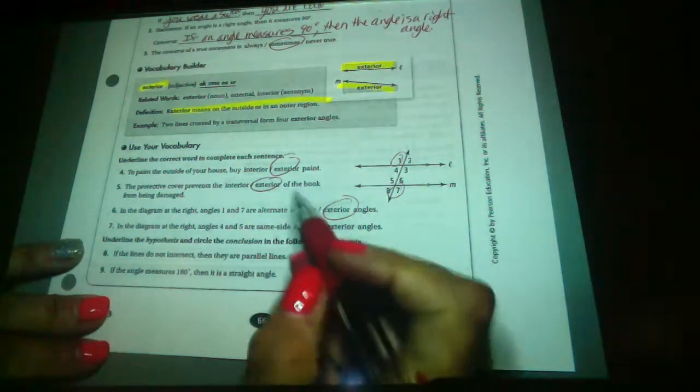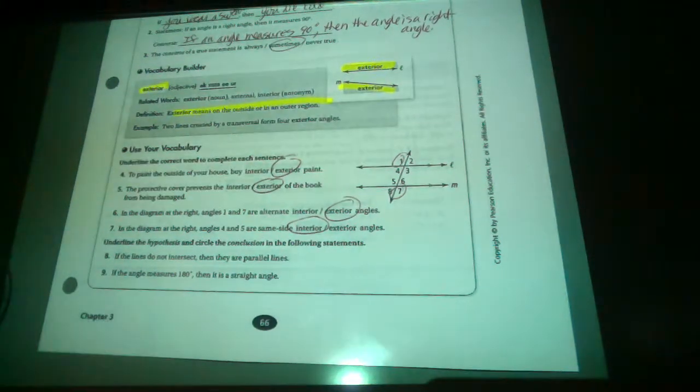The diagram at the right, angles 4 and 5 are what? Same side. Those are the interior. I don't think we need to underline the hypothesis and the conclusion. What do you have to worry about when you underline the hypothesis and the conclusion? You do not include the if and the then, right? Okay. So let's flip.